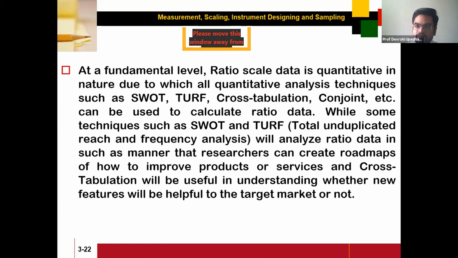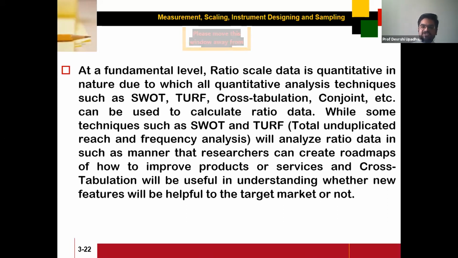Due to which all quantitative analysis techniques such as SWOT and TURF have very much of an implication in terms of data analysis tools. I won't use the word trending, but yes, it is widely accepted in terms of analysis. TURF, I think everybody knows the meaning. TURF is the total unduplicated reach and frequency analysis, one of the very widely used fundamental quantitative research techniques, widely used in social science research.